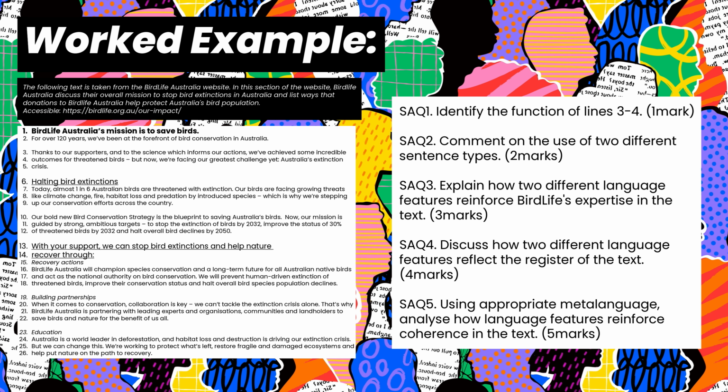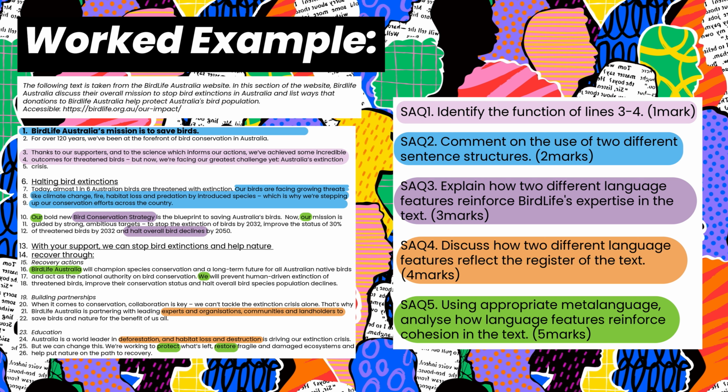Okay, after a little bit of reading time, let's talk through these questions. Now, you can see on screen that I have color-coded my short answer text. So question 1 is all about the function of lines 3 to 4. Now, it's really important for this question that we're only looking between lines 3 to 4 because it gives us a line range. If we were to use any other example from the text, it cannot receive full marks.